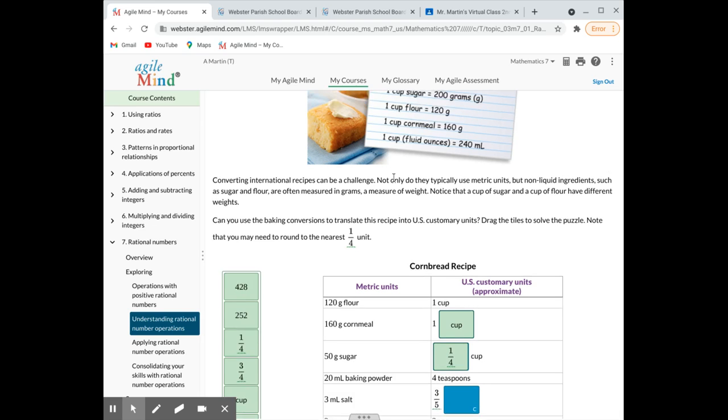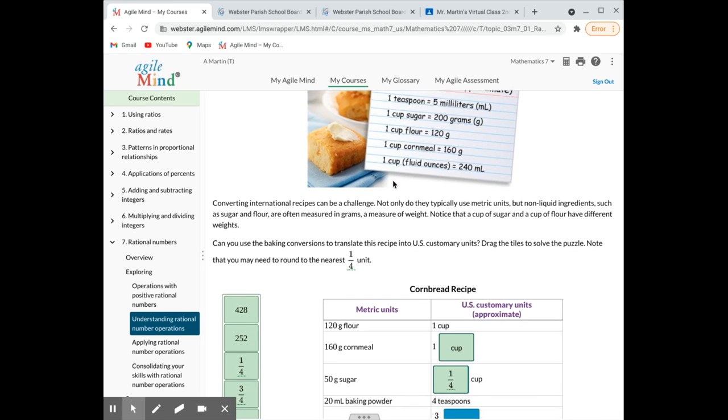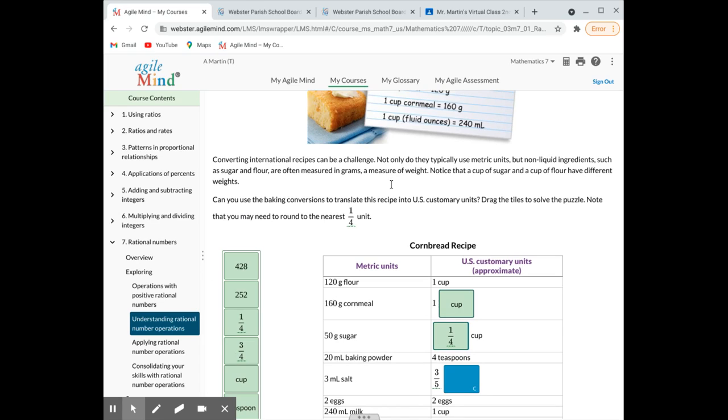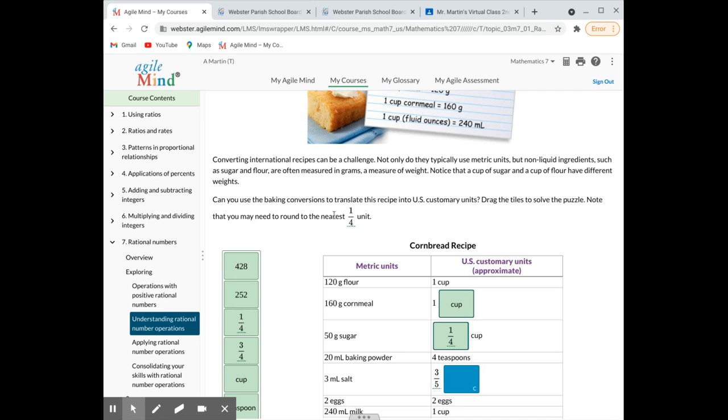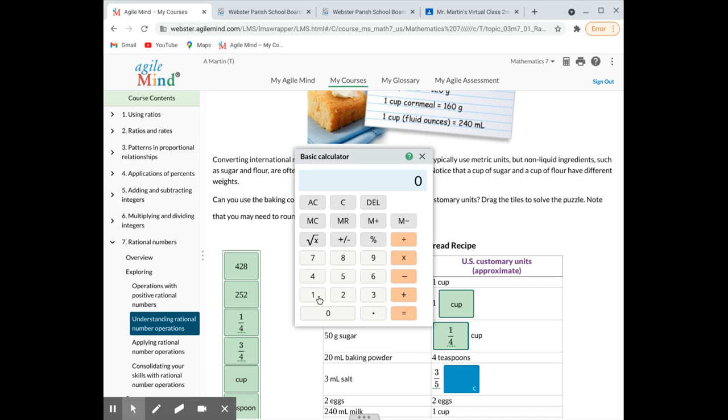So what could we do? What's 240 divided by 3? Isn't it 8? Yep, 80. All right, so if we do 1 divided by 80, what do we get? I don't know, that's going to be weird. 0.0125. 3 divided by 6 is 0.6.